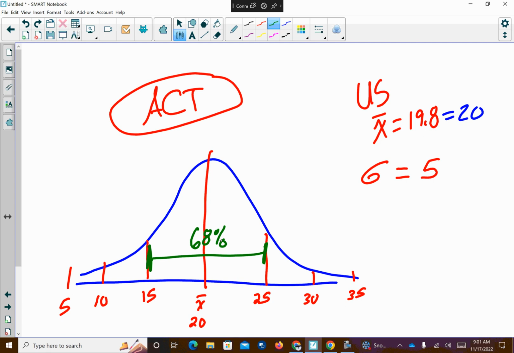What's the highest score on the ACT? 36. So the highest score is a 36. So think about where a 36 would fall. That 36 falls more than 3 standard deviations above the average.